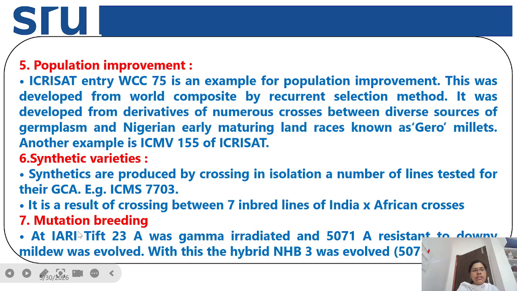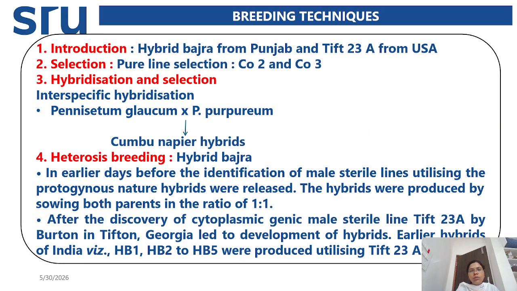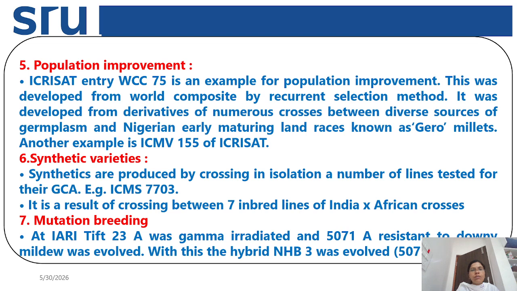At New Delhi, the TIFT 23 line was gamma irradiated, and the 5071A line resistant to downy mildew was evolved. With this, the hybrid NHB 3 was evolved, that is a cross between 5071A and J 104. So these are some of the most important breeding methods in case of the Bajra crop.